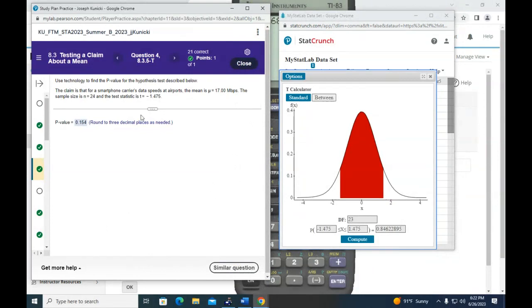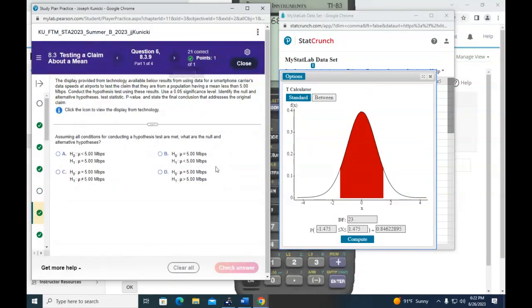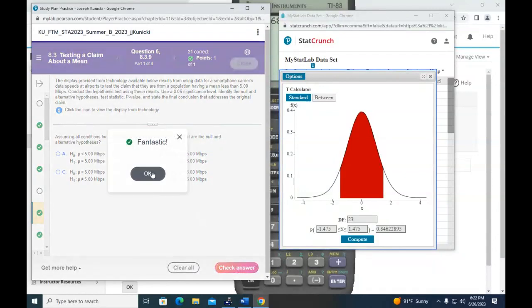All right, that was 5. Let's do 9. The speed display provided from technology available results from using data from smartphone carriers' data speeds at airports. The tester claimed that they are from a population having a mean less than 5. So right away, I know that's B. But the claim has to go into the alternative because it's left tail. Okay, so let's check that answer.